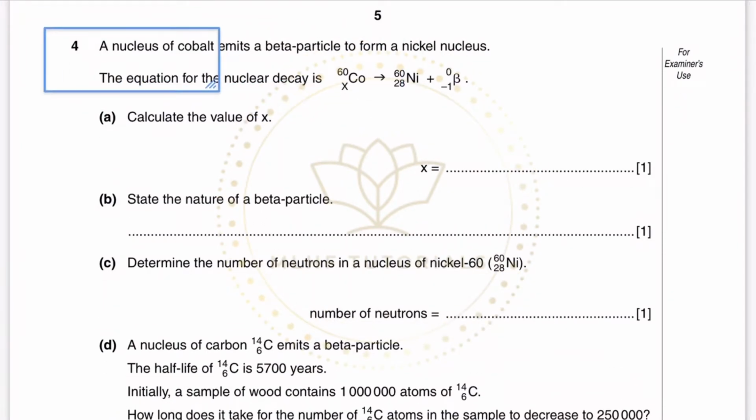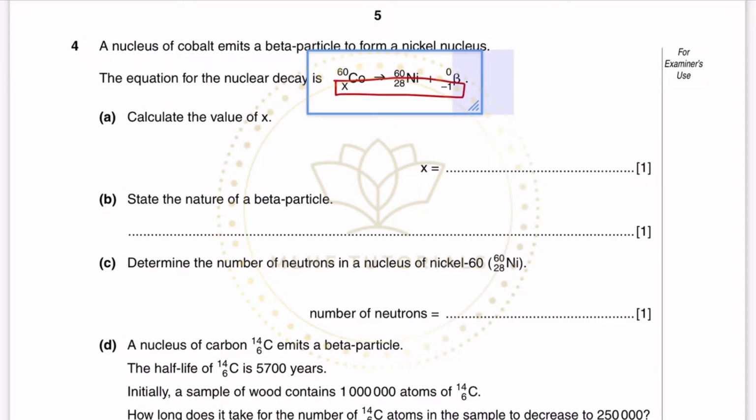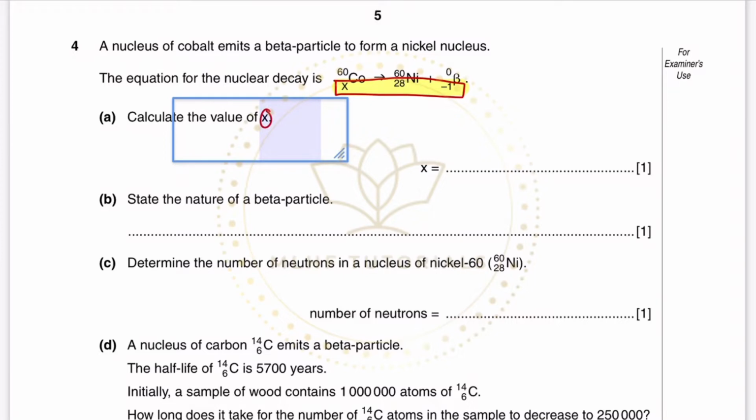Okay, next, question 4. A nucleus of cobalt emits a beta particle to form a nickel nucleus. This is the equation right here. So you're asked to calculate the value of X in part A. Alright, so let me just highlight or put a box here. We're going to focus on the highlighted area since we need to calculate the value of X.